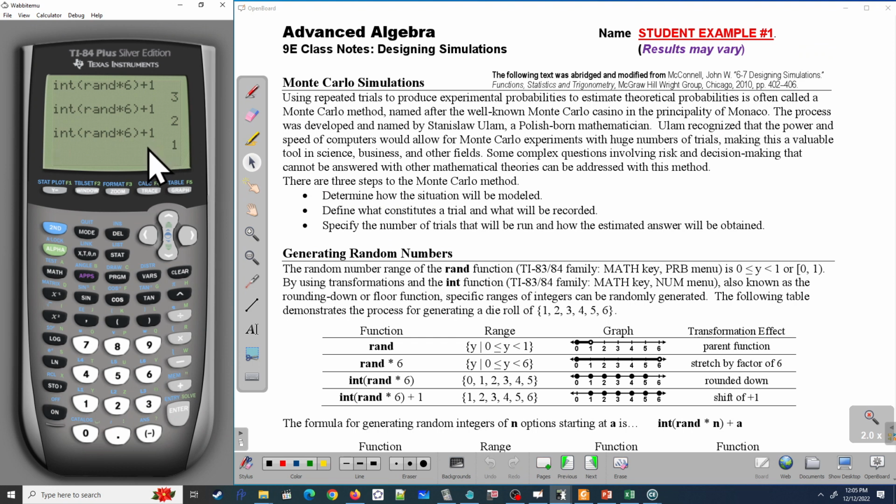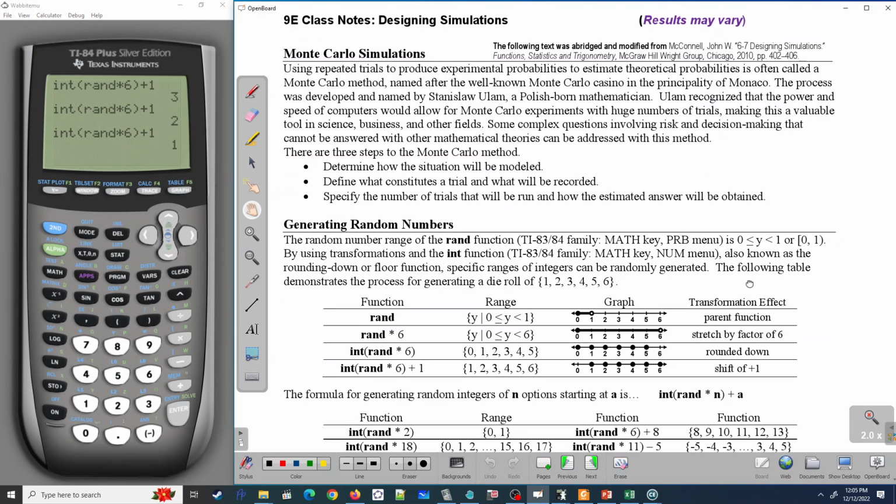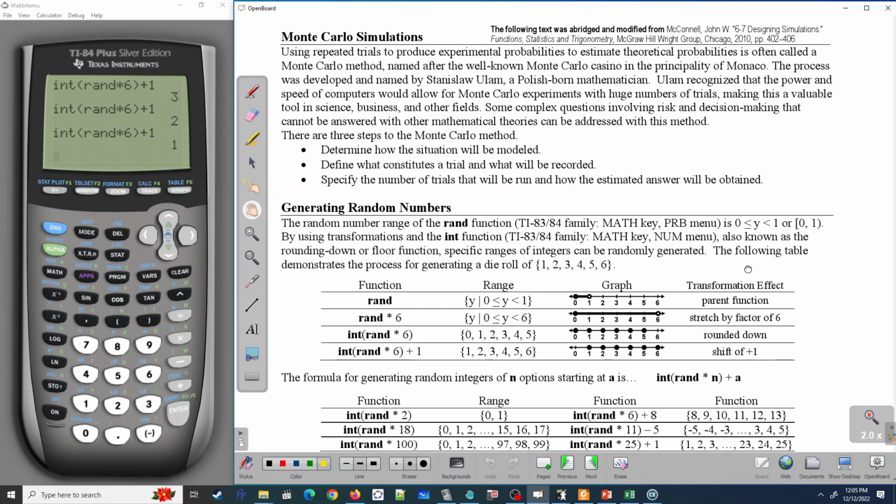So this number is like your starting number. This is the number of options, and the int is rounding down. Let's take a look at some of these different examples so that you can get a better idea.